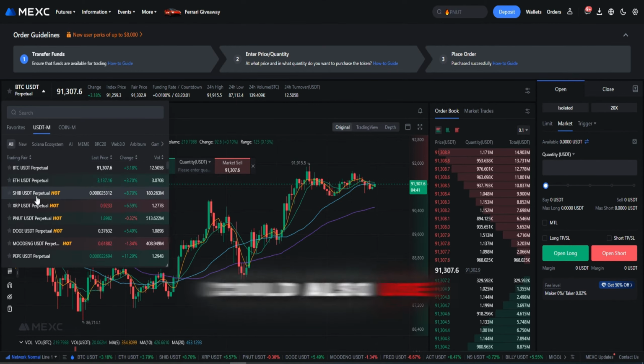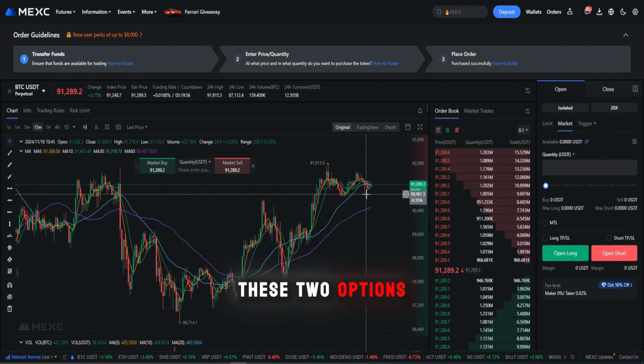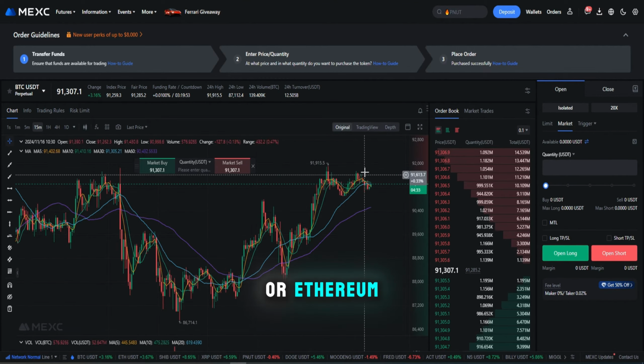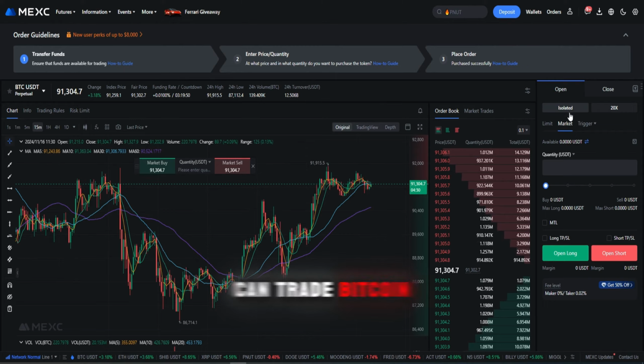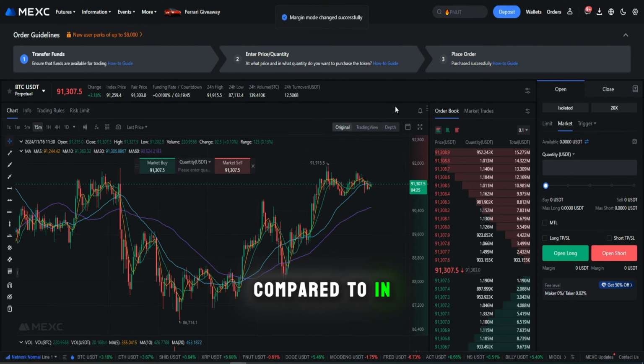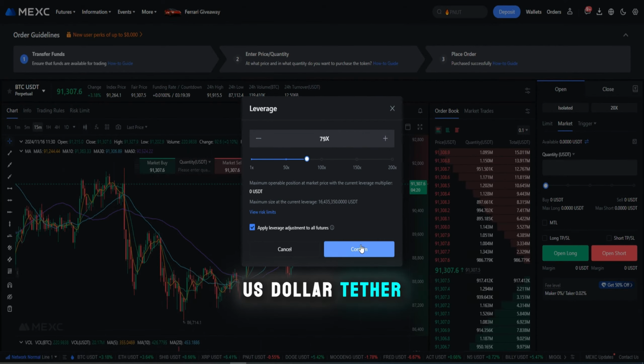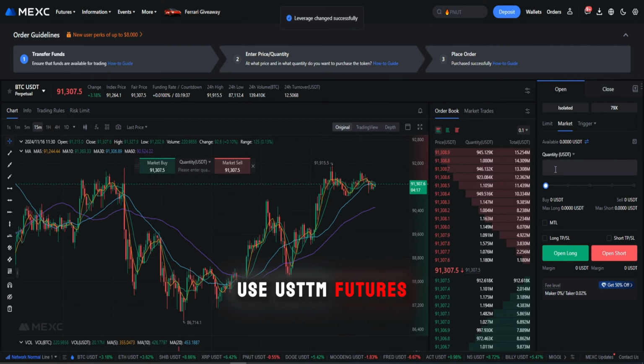Of course, you could also use Coin-M futures, but then you're limited to Bitcoin and Ethereum. You have only these two options. Then you have to deposit Bitcoin or Ethereum, and then you can trade Bitcoin with your Bitcoin, and your profits and losses will also be in Bitcoin. Compared to US dollar Tether, where everything will be in US dollar Tether as a base currency. I prefer US dollar Tether, so I always use USDT-M futures.